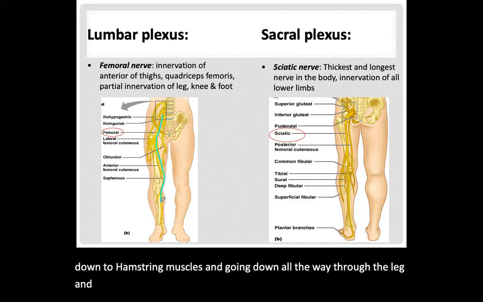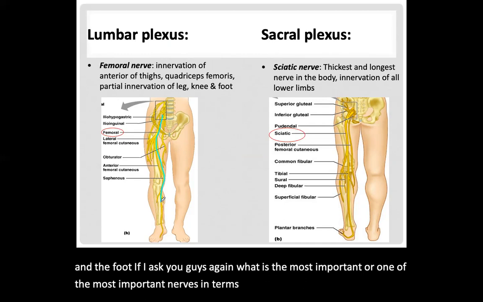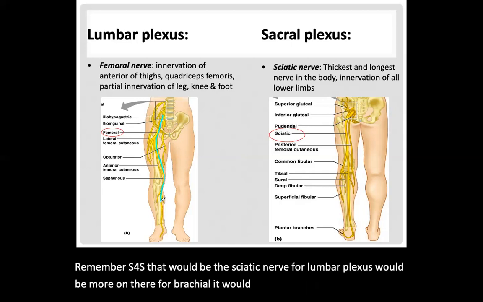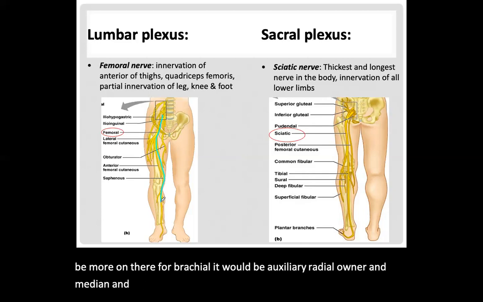So if I ask you guys again, what is the most important or one of the most important nerves in terms of sacral plexus? Remember S for S, that would be the sciatic nerve. For lumbar plexus would be femoral nerve. For brachial, it would be axillary, radial, ulnar, and median. And for cervical, it would be phrenic nerve.